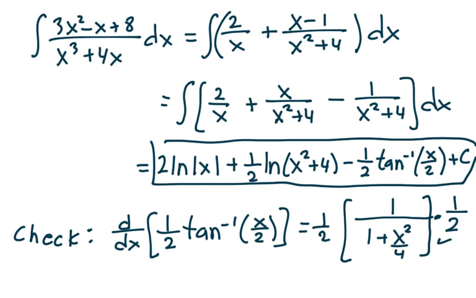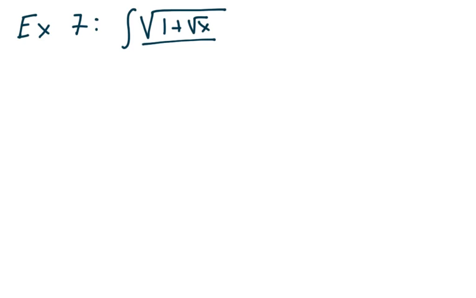I want to show you an example 7 here, but I want to show you the idea in this one. So suppose I give you the following. Suppose I have the integral of square root of 1 plus the square root of x, and I'm going to divide by x and then integrate that with respect to x.